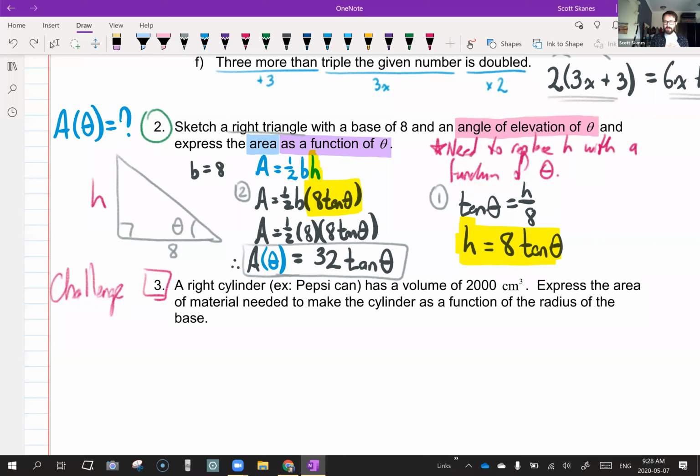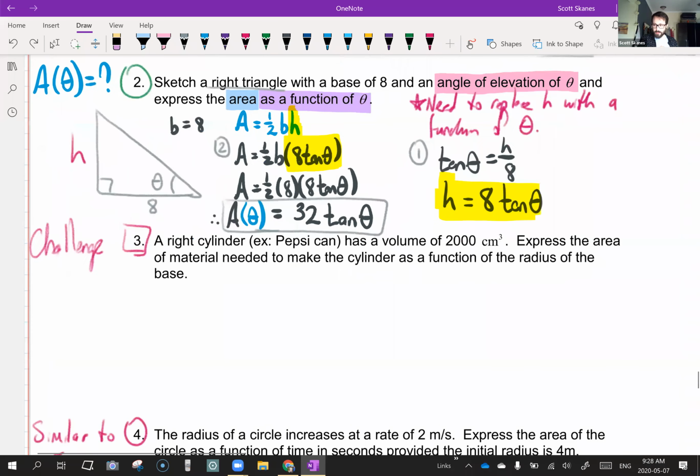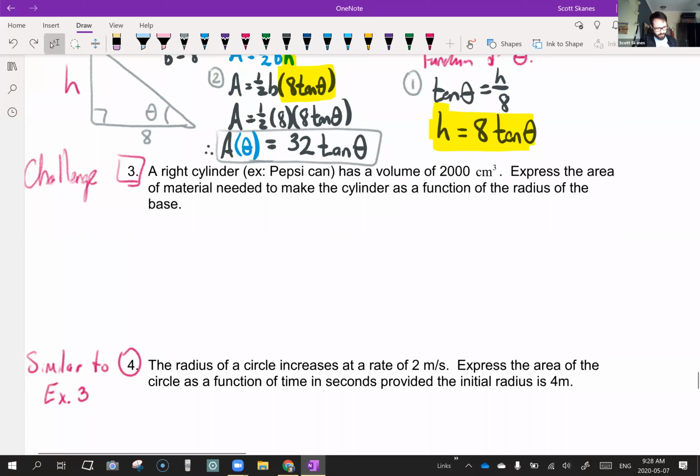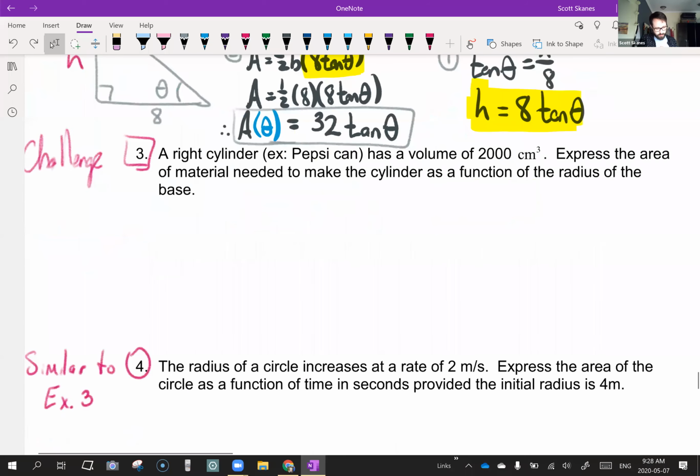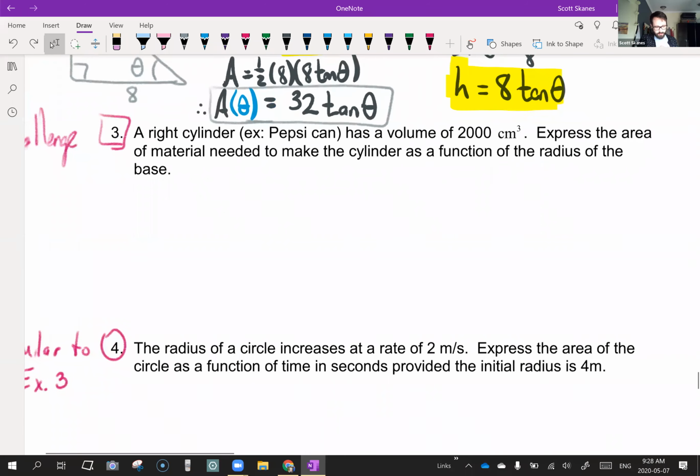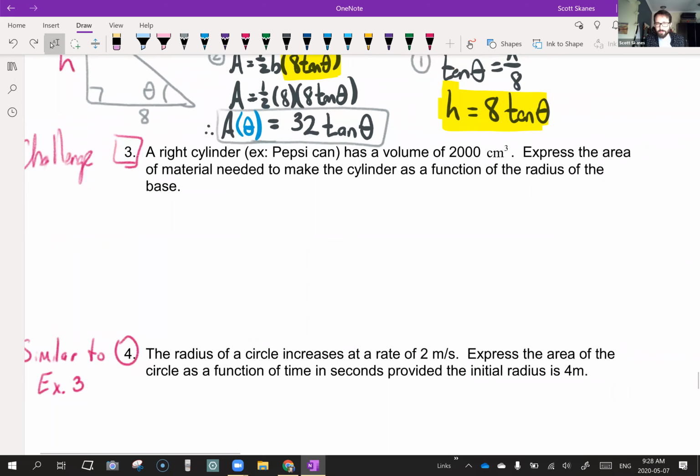Next one's, I would say, even a little bit trickier maybe, but it'll be important. Okay, I'll just move on. So let me make this fill the page so we have lots of space to work with. A right cylinder, like a Pepsi can. So obviously that's important information. A right cylinder. I'm going to go ahead and sketch it. It's very easy to sketch these.